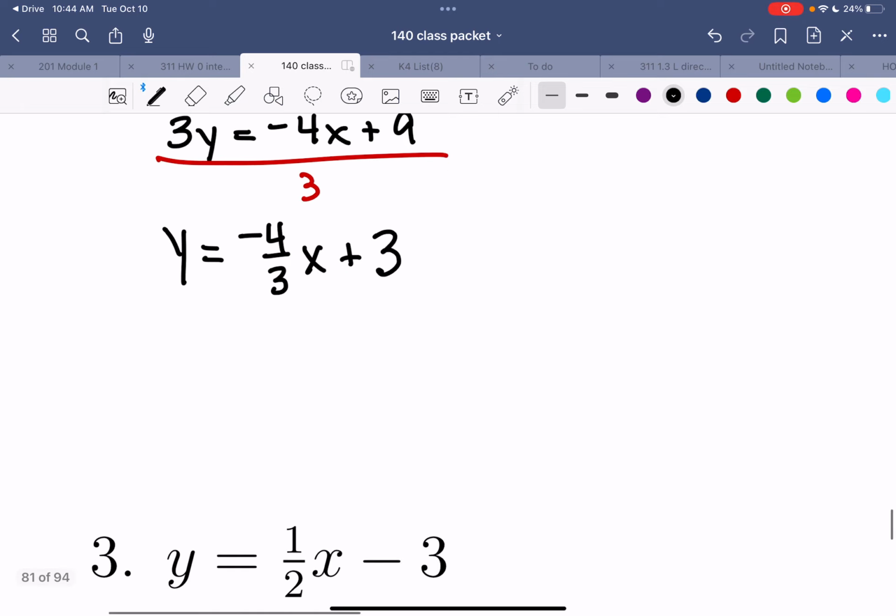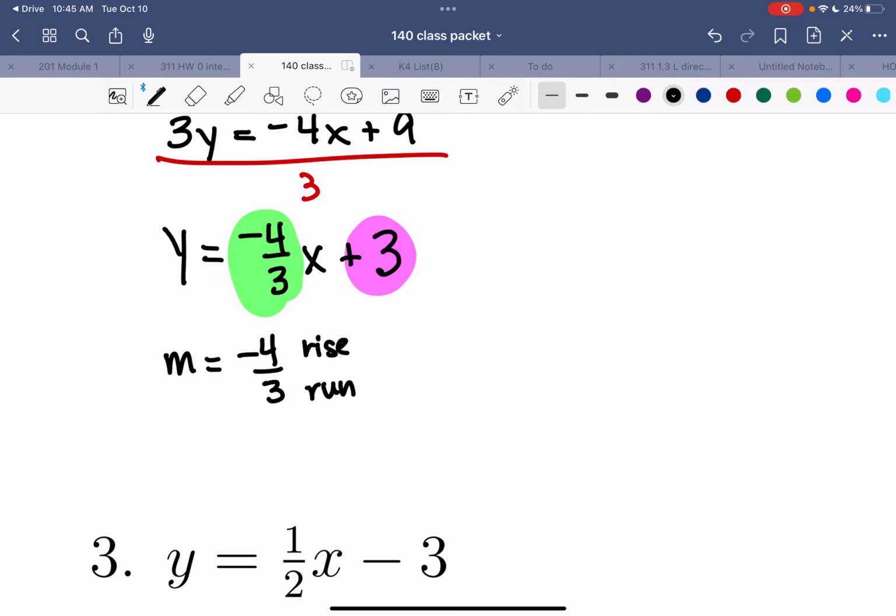Okay. Now, this one is in our slope-intercept form. So our slope is going to be this number in front of our x. And then the number being added is our b. That's our y-intercept. So my slope is -4/3, and that's your rise over your run. And then the 3 is your b. So when b equals 3, this means we're using the point 0, 3.